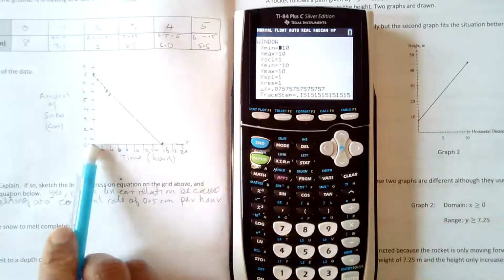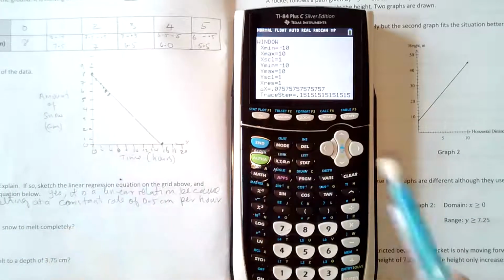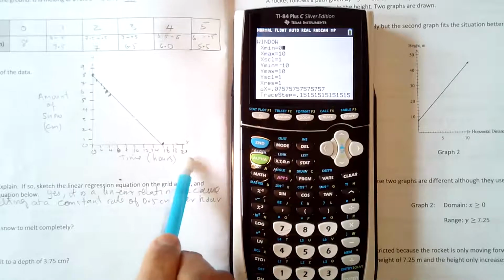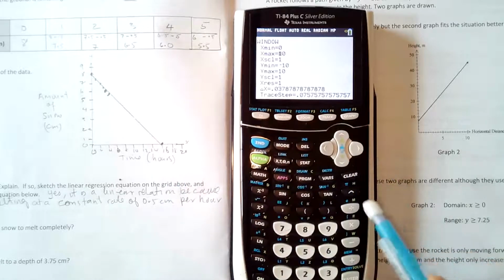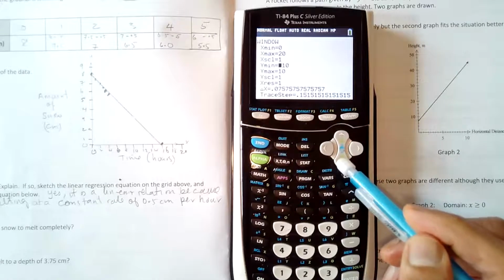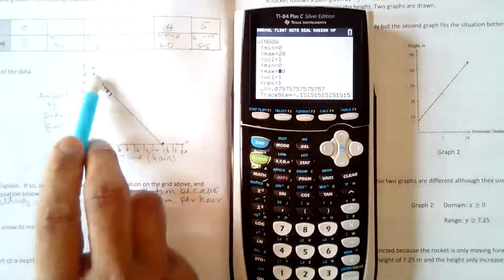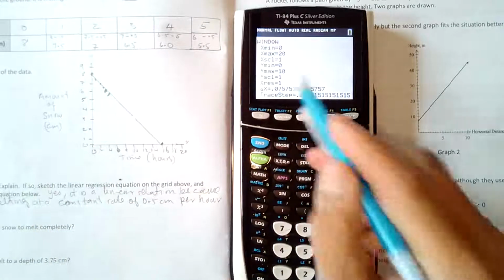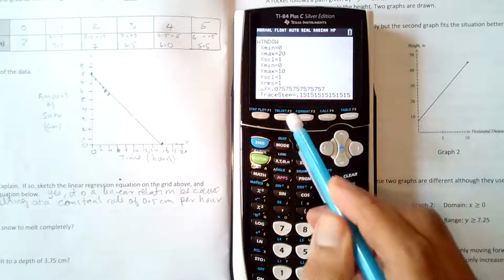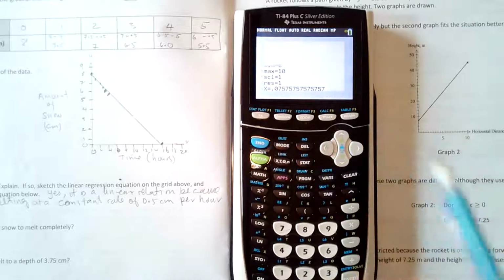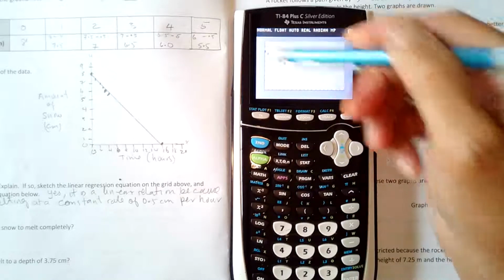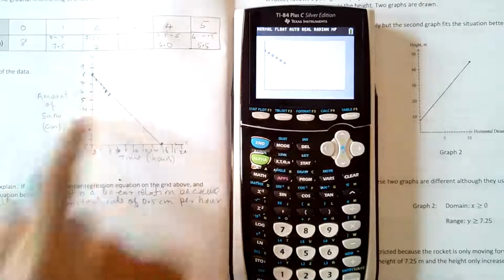My window here is from X minimum. I start from 0. So I'm going to go to 0 here. And I make up to 20 maximum. I'm just making up a number. And my Y minimum is 0. So that's the number of snow. And the Y maximum is 8. But I'll make it a little bit higher. I'll leave it at 10. Next, that's my window. And I press graph. Notice it's declining. So it matches up here.